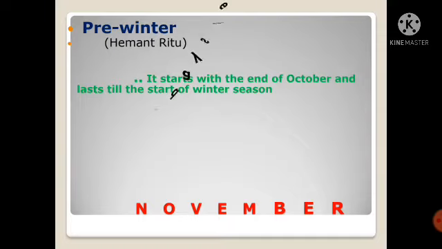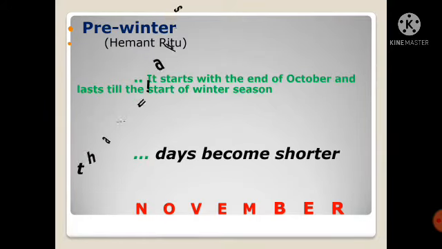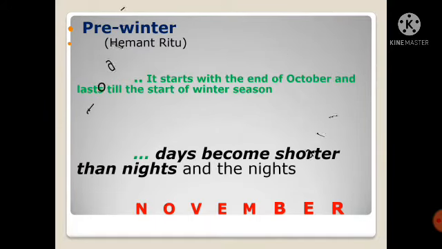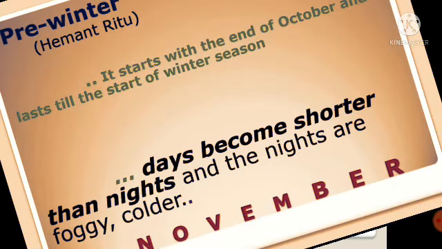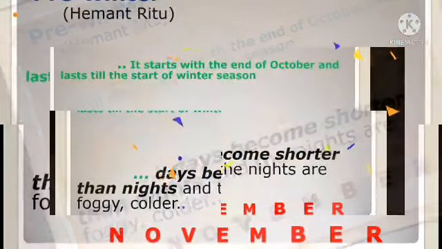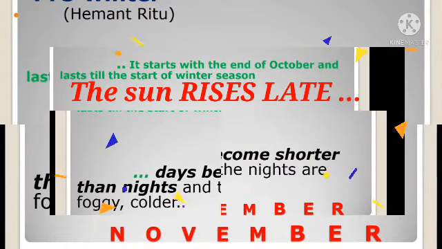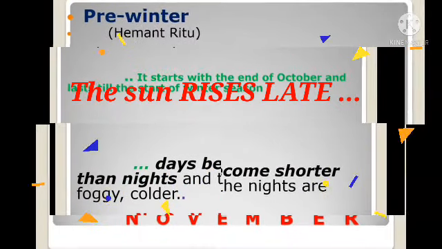What's another characteristic of this season? Days become shorter. It's just the opposite of summer. So when does the sun rise during the pre-winters and winters? The sun rises late in the morning.